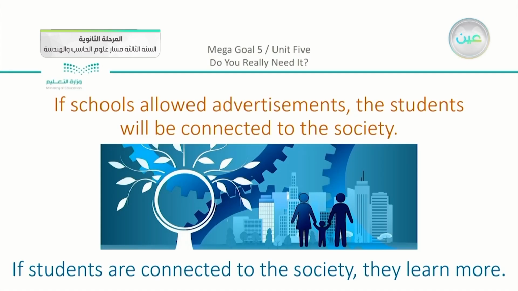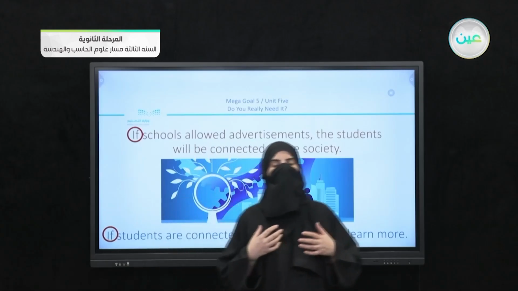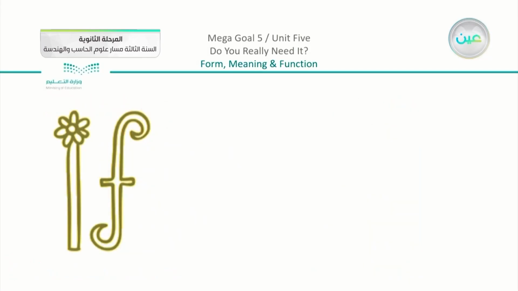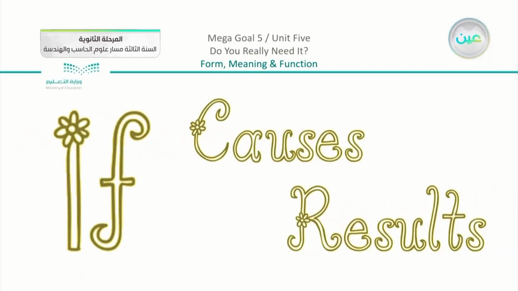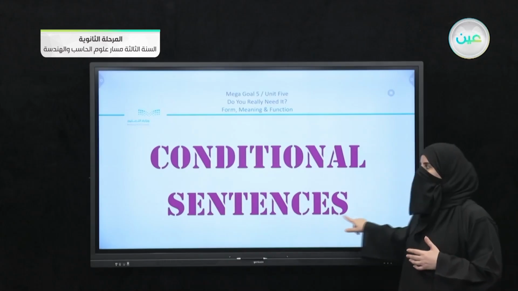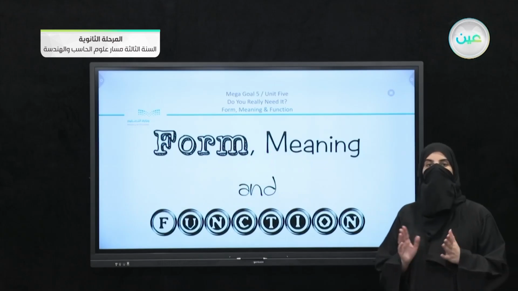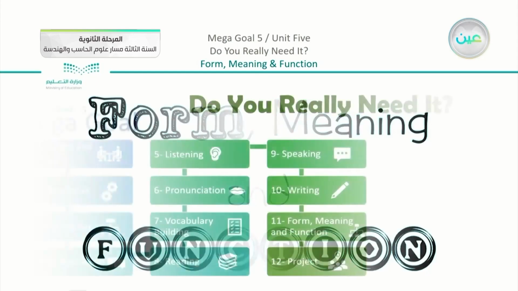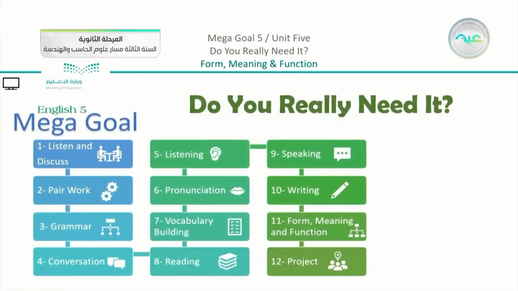Now, you can see in both sentences that we have here the word if. Now, we do have the word if to show us either the cause or the result. So we are going to connect, and we do know that if in general, it is used for conditional sentences. So this is going to be our lesson for the day. We are going to start with our lesson, which is the form, meaning, and function lesson that we have here. Now, we have reached about the end of our unit. We are exactly here, the form, meaning, and function lesson.